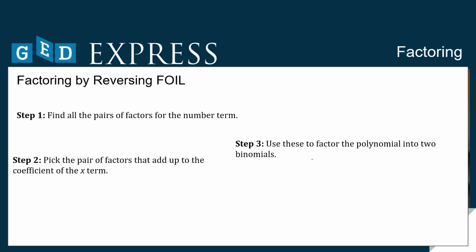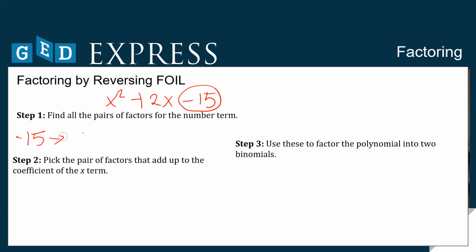First, x squared plus 2x minus 15. Now the first step: find all the pairs of factors for the number term. Okay, which one is the number term in the expression? The number term is minus 15. So what are the pairs of factors for this number term?